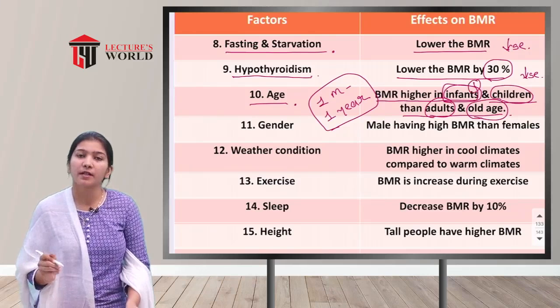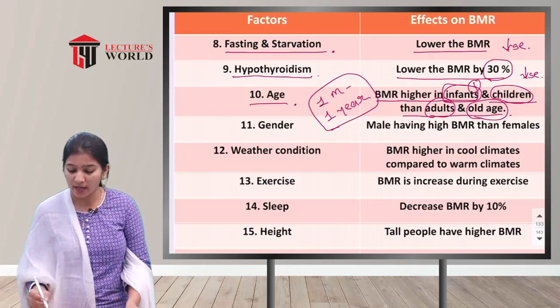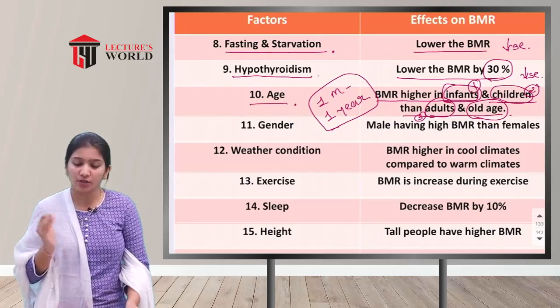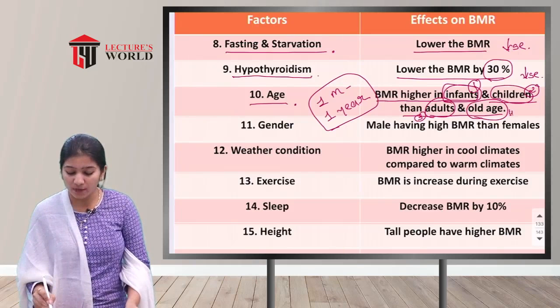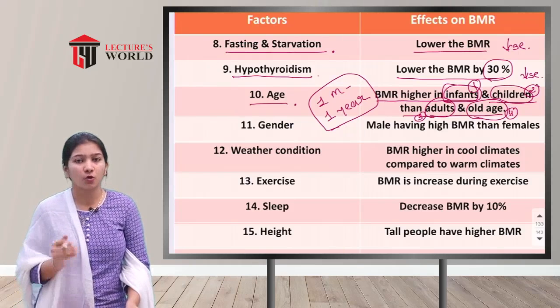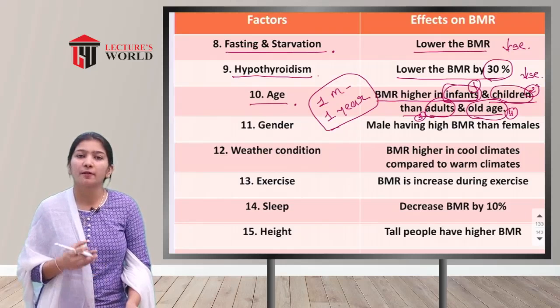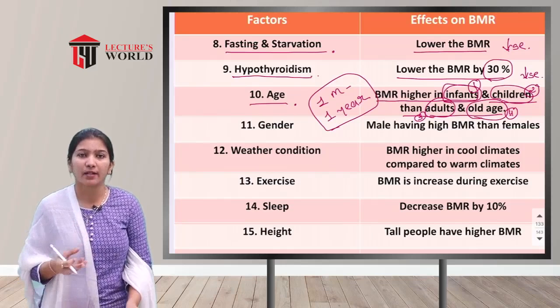During the infancy period, the BMR is very high. After that, during the childhood period, it will come down a little. During the adult period, it comes down a little more, and in the old age phase, the BMR is very slow or very low. Why is it low? Because old age people are not able to do any kind of activity.